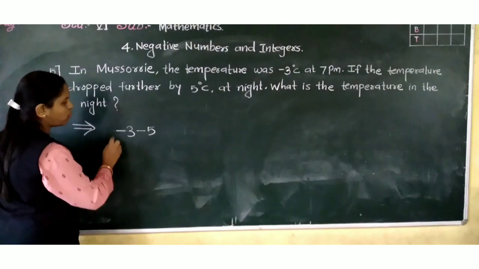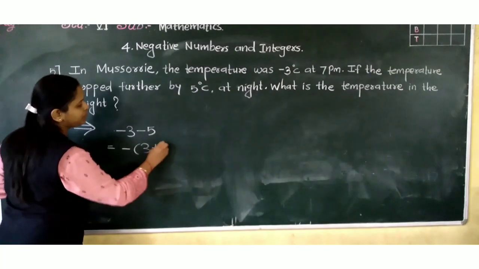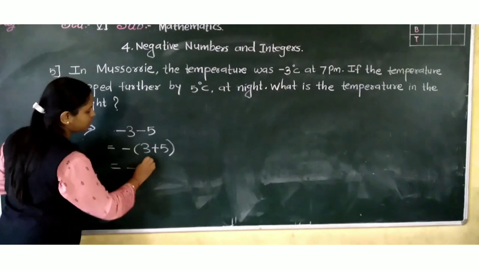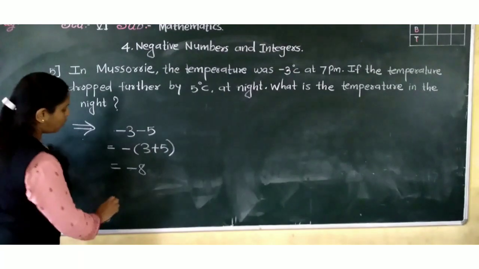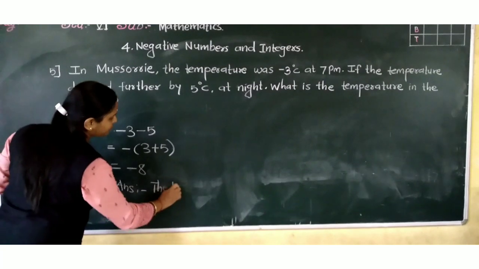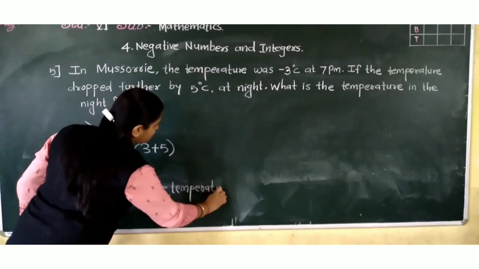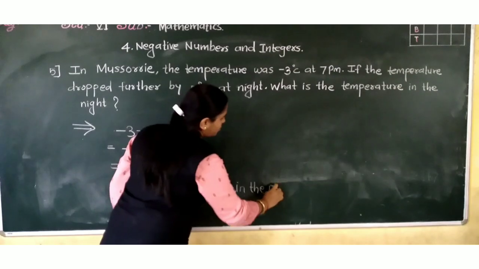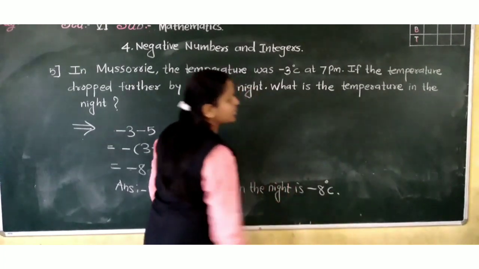Okay. So now see, both having the same sign. That means we have to add the integers, and the sign will remain the same. That is minus 8. Correct? So how will we write the answer? The temperature in the night is minus 8 degrees Celsius.